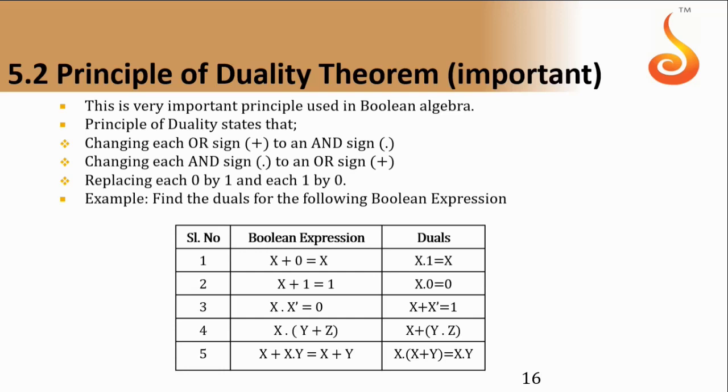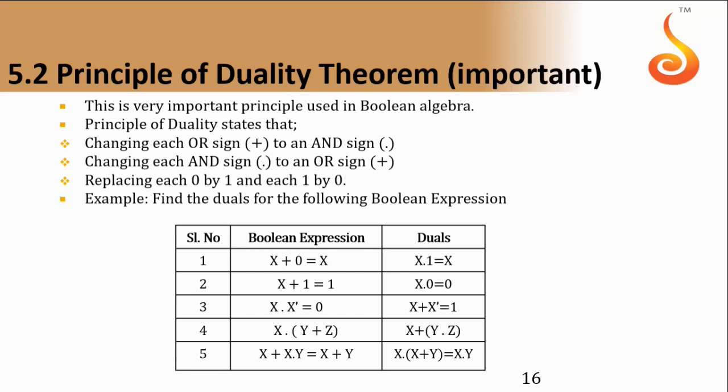The first one is changing OR sign to an AND sign. So whatever Boolean expression they give you, wherever OR, that is the plus symbol is there, change it to AND, that is dot. When you're finding the dual of a Boolean expression, the first thing what you need to do is change OR, that is plus, to AND, that is dot.